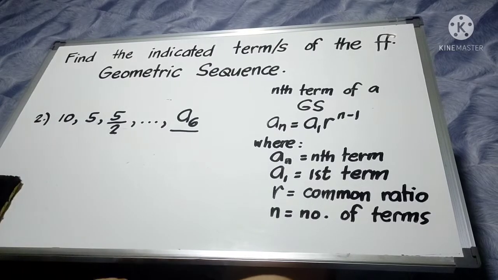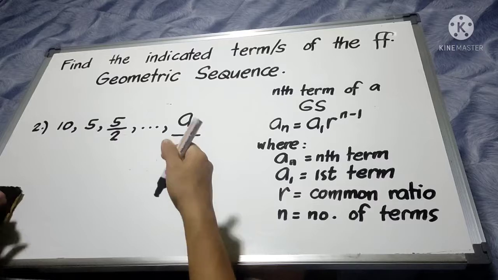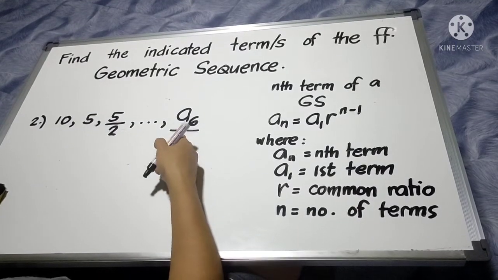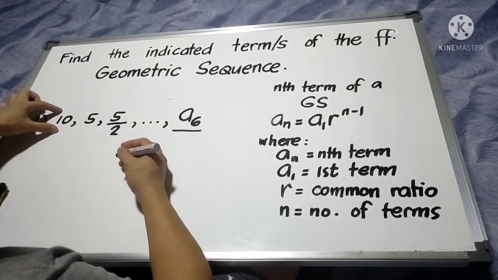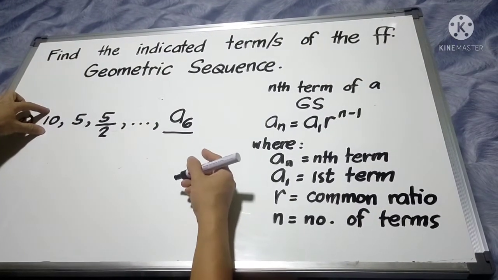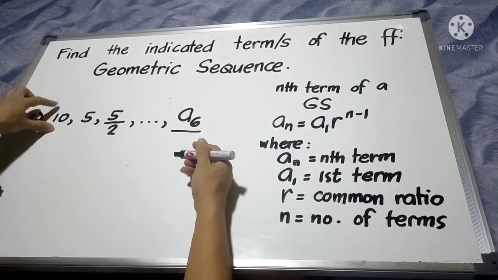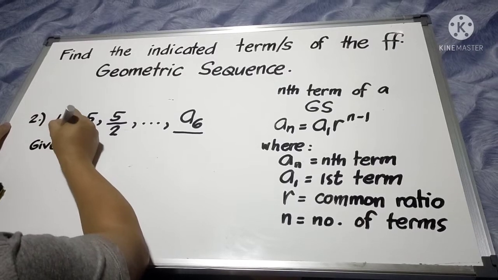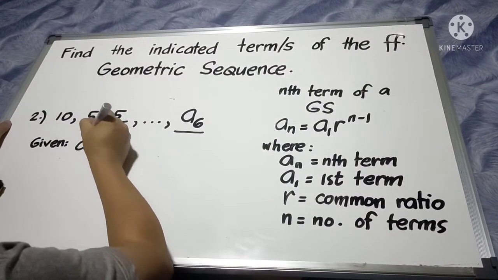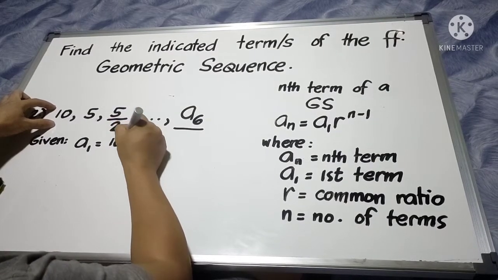Now let's go back to our example number 2. We are given 10, 5, 5 halves, and we are going to find a sub 6. So you start with the given. You start with a formula. You can actually identify the given in this example. So your given will be a sub 1. What is our a sub 1? A sub 1 is 10.